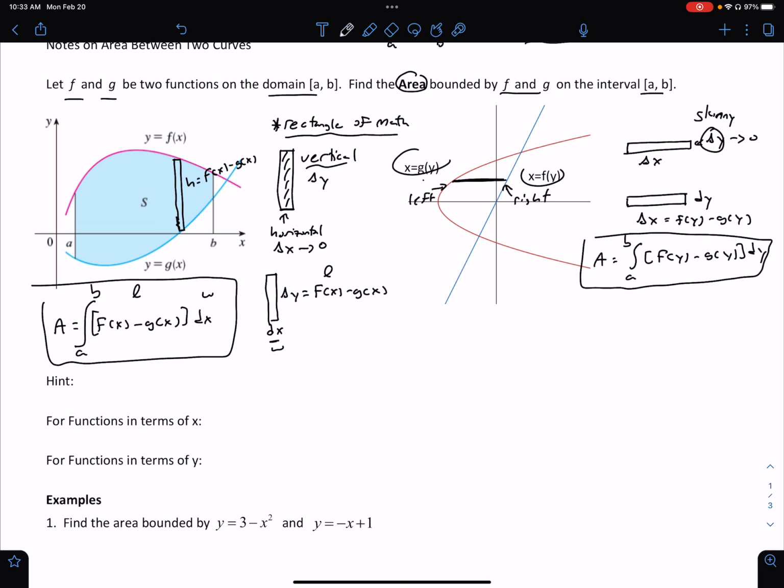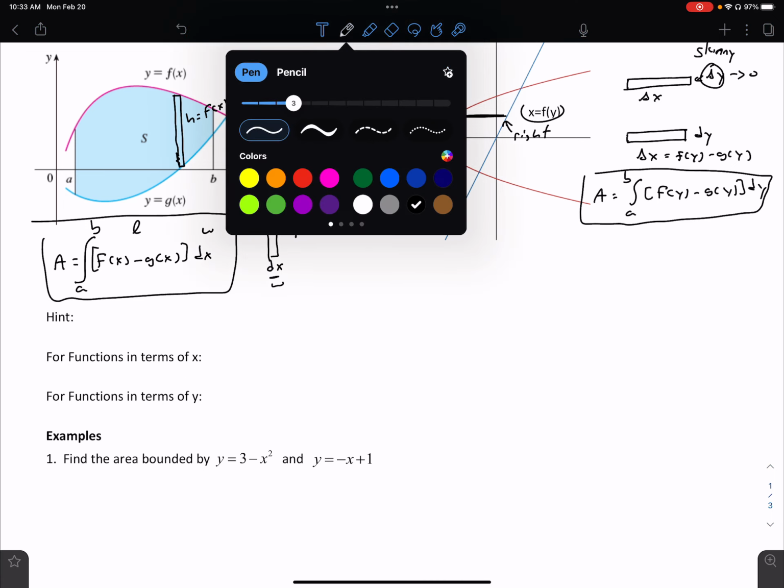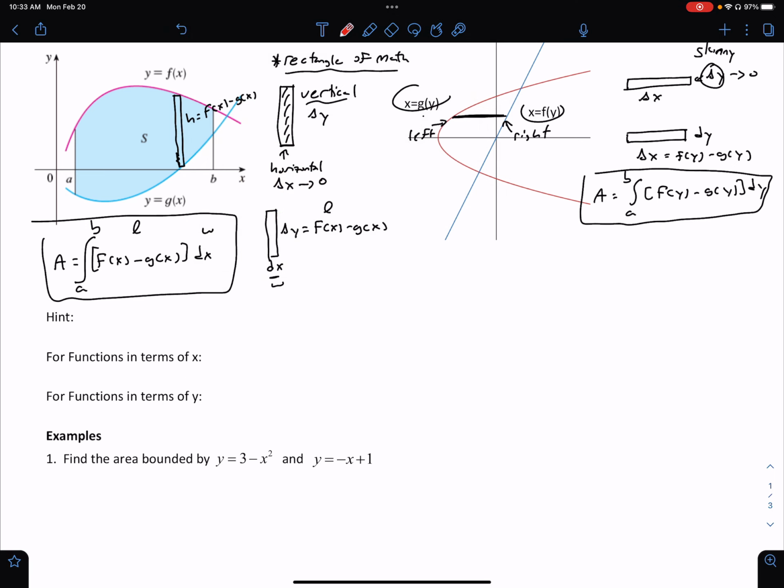And there we have it. So here's a hint for us. This is the hint that I would like to give my students. When you're looking for the length of your rectangle, we're always going to take the bigger value, or the bigger function, minus the smaller function.